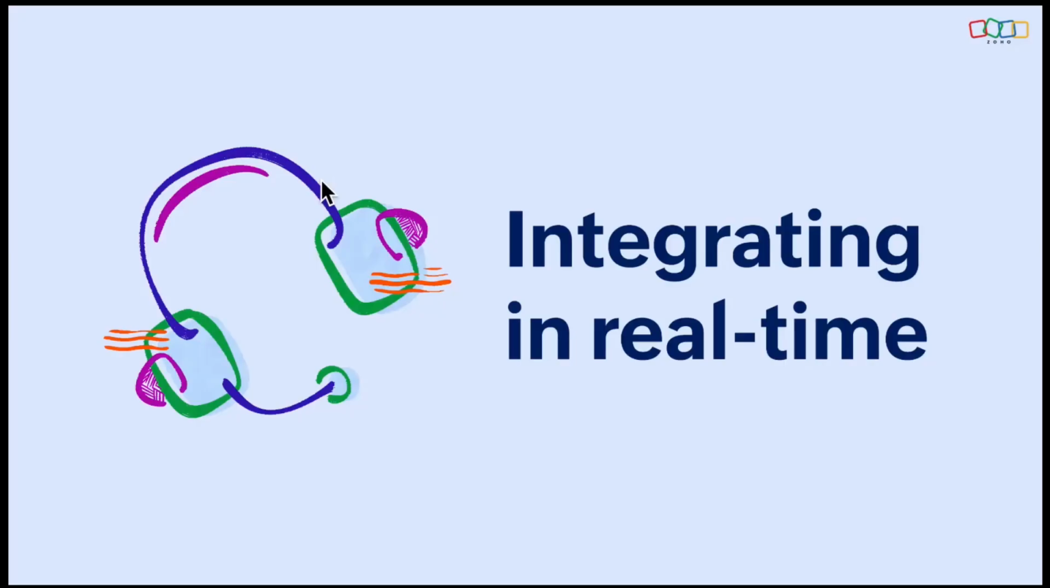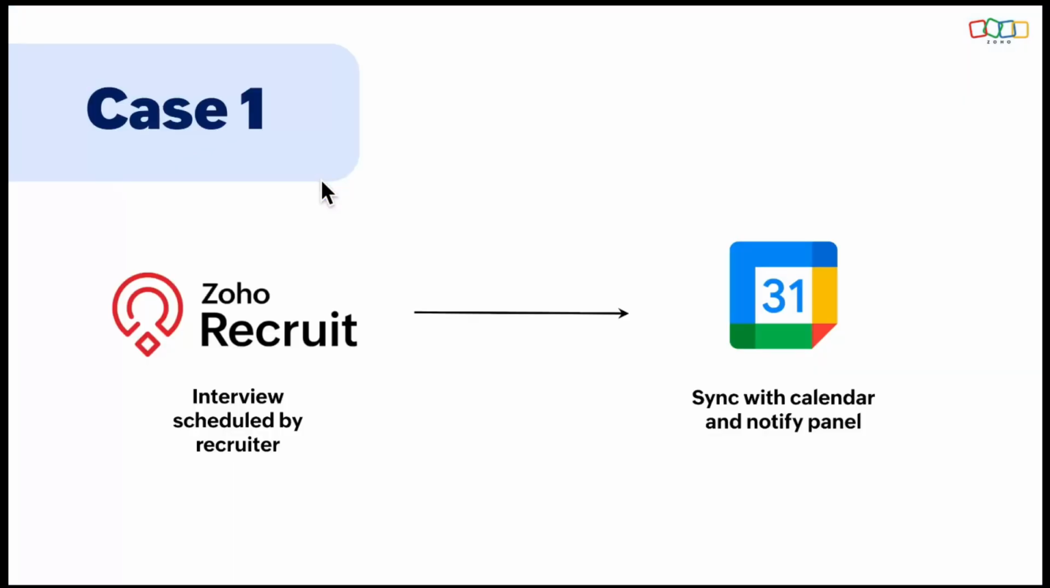So this is the integration in real time. We will see a case-by-case scenario for you to understand better. Say a recruiter schedules an interview in Zoho Recruit. Instead of manually updating everyone involved, Recruit automatically syncs the interview details with Google Calendar. So the panel gets notified instantly. The event appears in their calendar and everyone stays aligned without extra effort. This not only saves time but also prevents last-minute confusion around schedules. Okay, this is case one that we have covered.